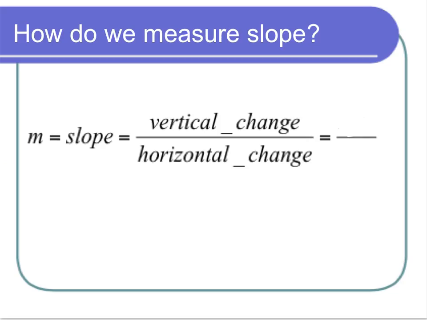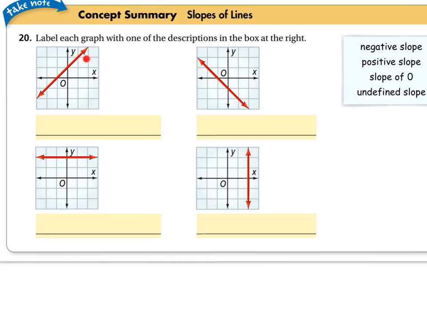The slope is often referred to by the letter M. M stands for the slope. And once again, the slope is the vertical change or the rise over the horizontal change, which is called the run. This slope is going to the right, and as it goes to the right, it's increasing. It's increasing, so that is a positive slope.